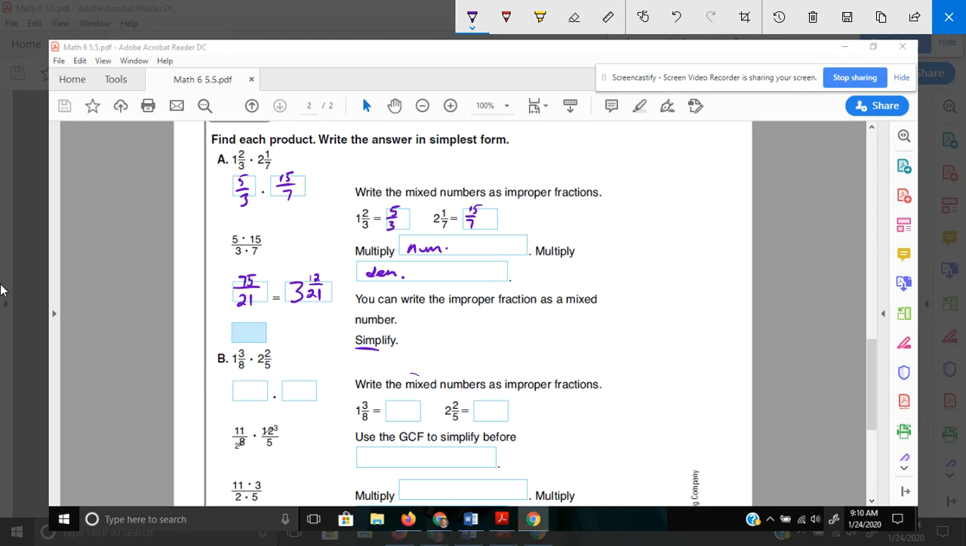And you'll notice we can simplify because 12 and 21 have a common factor of 3. So dividing this by 3 and dividing 21 by 3 would give us 3 wholes remains the same. 12 divided by 3 for my numerator would give me 4. And 21 divided by 3 for my denominator would give me 7. So 3 and 4/7 would be my answer in simplest form. Okay.